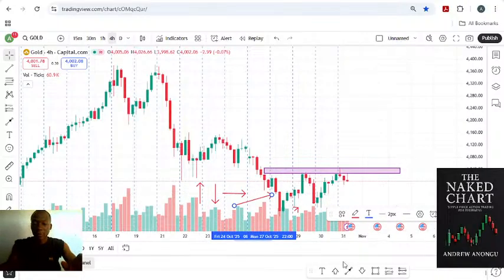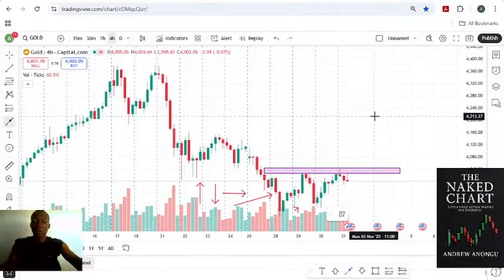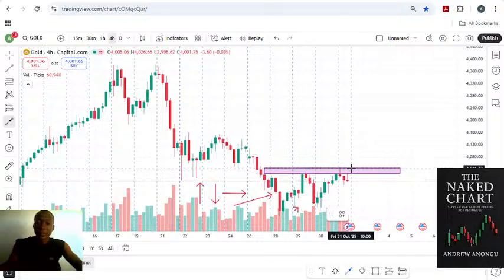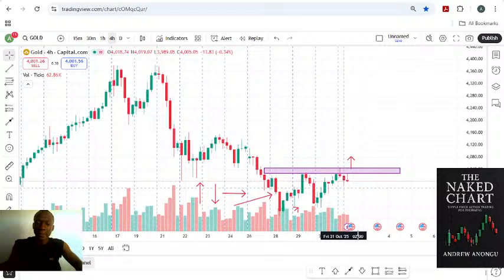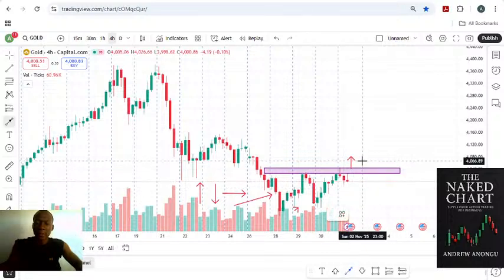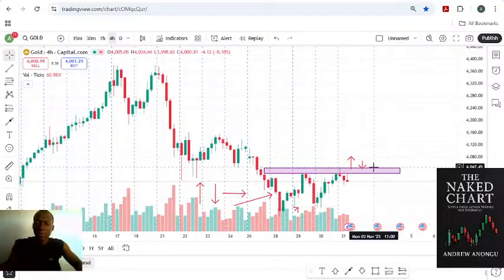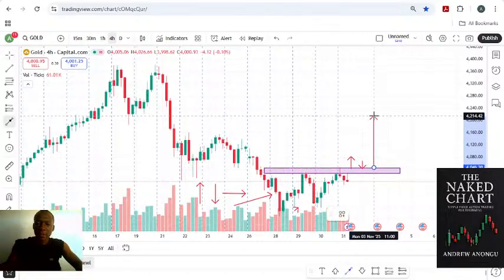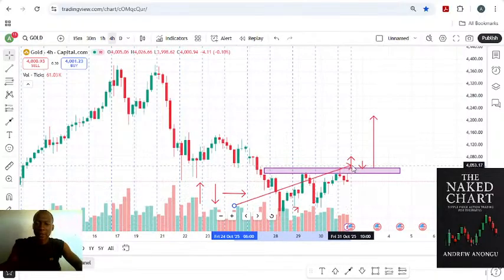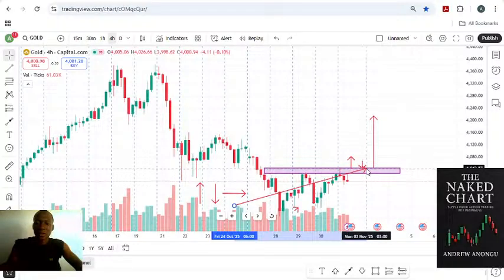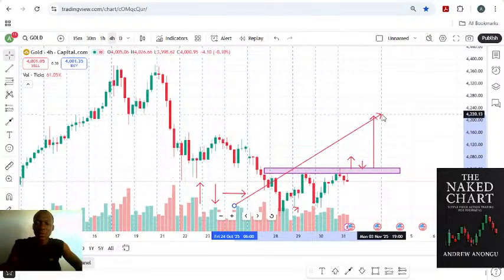Or if you want a clean structure, you don't want to trade the range, you can wait for a clean break above, retest of that level before you get into an overall continuation up. So you can wait for this, a clean break above, a retest, and this is where you need to be buying, stop loss below for a continuation up.